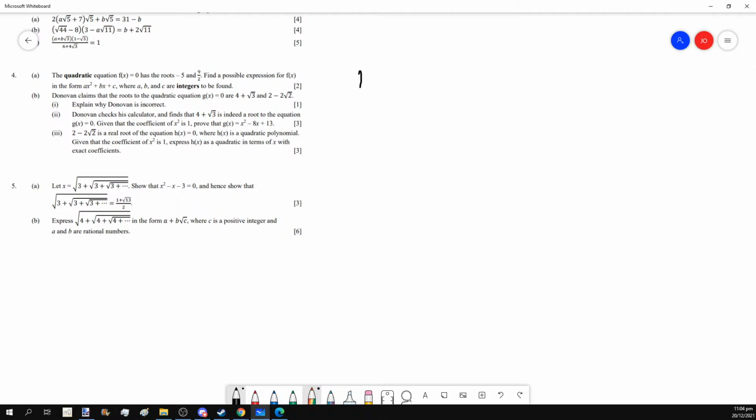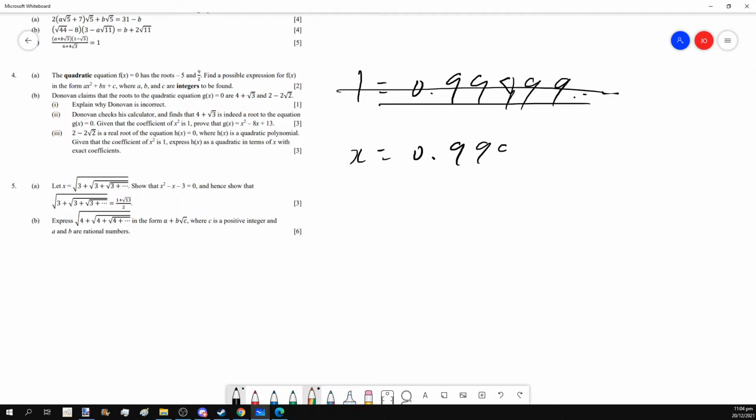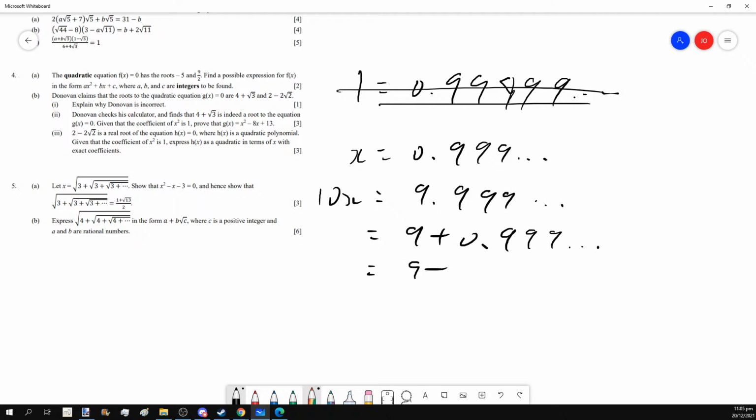Question in the chat, is it like 1 equals 0.99999? Yes, it is actually. So in order to answer this, we can start with x equals 0.99999. From here, 10x will be equal to 9.99999, which is equal to 9 plus 0.99999, which is equal to 9 plus x. From here, then we have 10x equals 9 plus x. In other words, 9x equals 9, which implies that x equals 1.